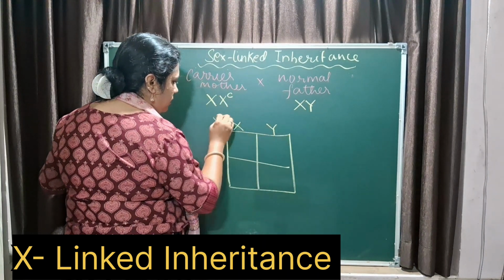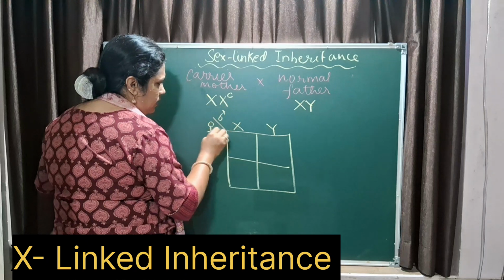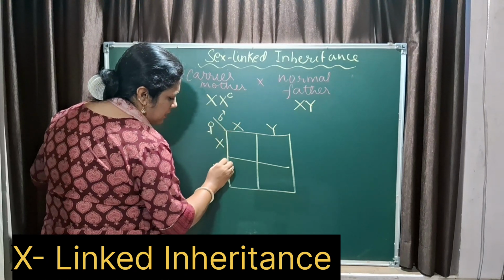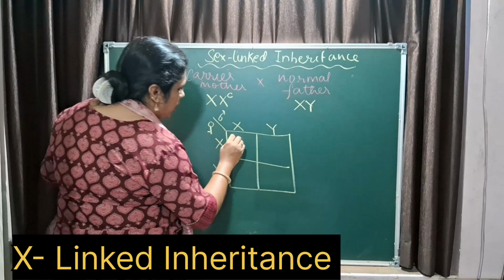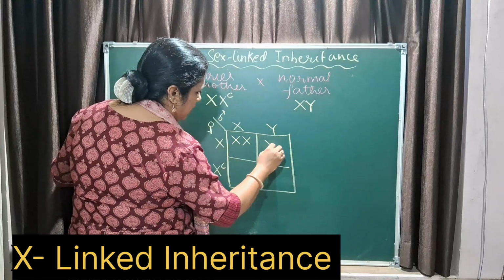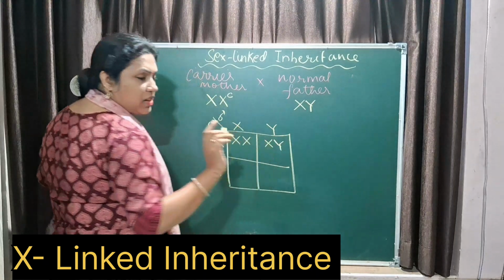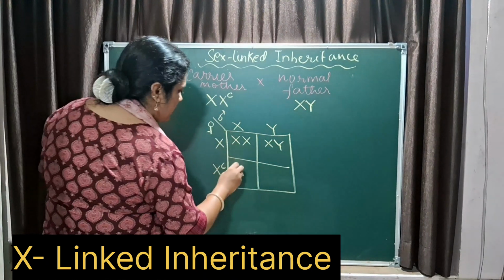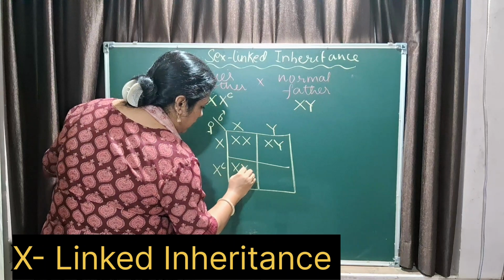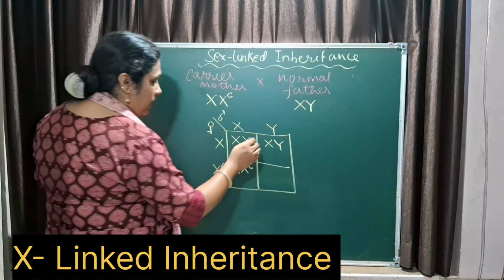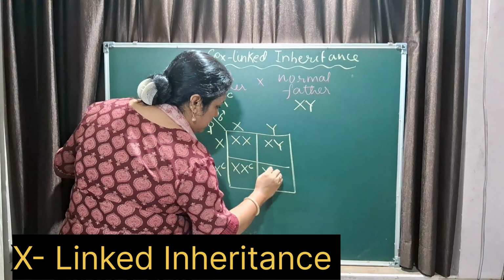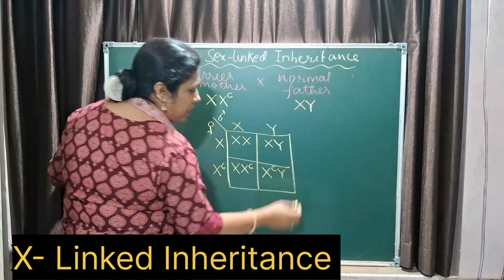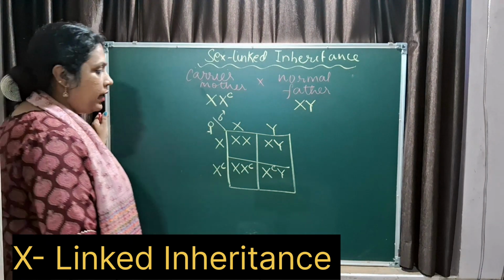XY, that is the father, and mother is XC, right? Now, here you can see XX, XY. Both the children are absolutely normal. Next case, the daughter becomes the carrier and the son becomes color blind, right?